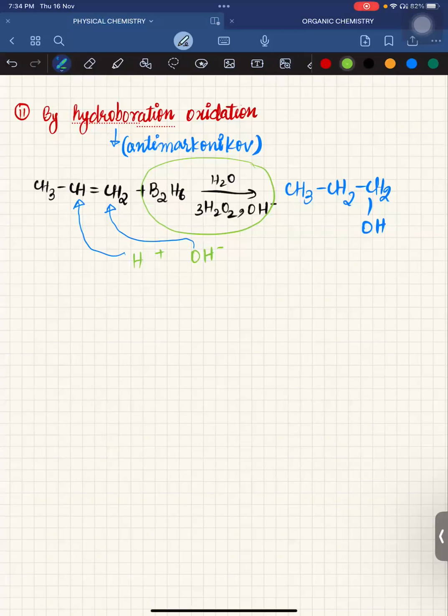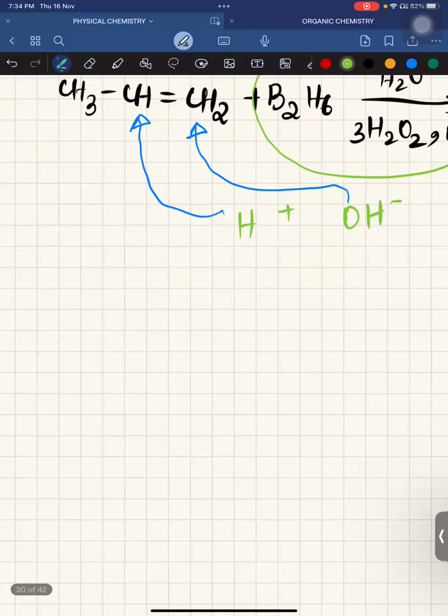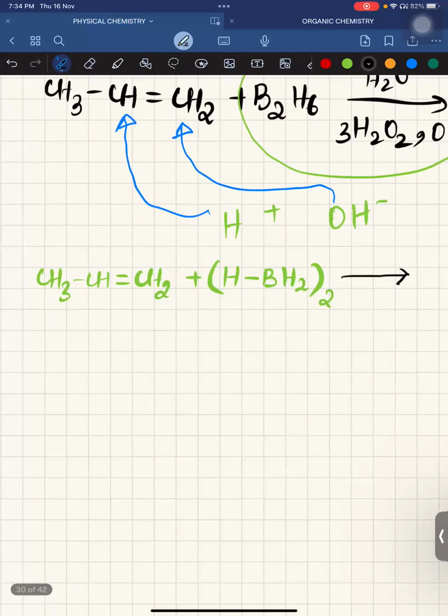And if you are going to see in NCERT, see how the reaction takes place in NCERT. Step by step, I'm going to explain. This is your CH3CH double bond CH2. And if you are going to react this with B2H6, I'm going to write B2H6 as HBH2 whole twice, that means BH3 whole twice. So when the reaction takes place, this bond will be broken, and this bond will be broken.